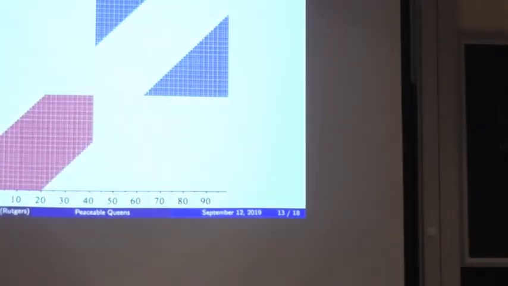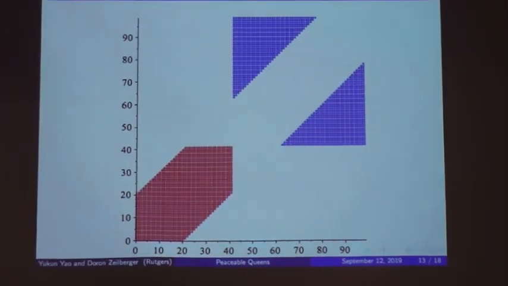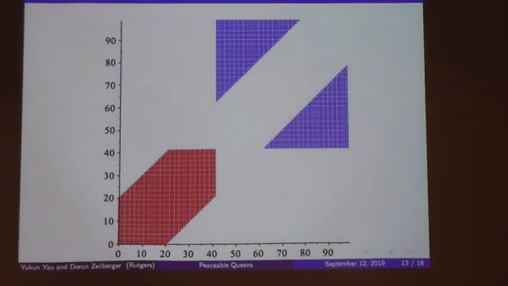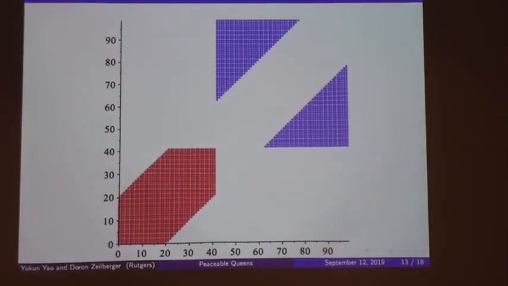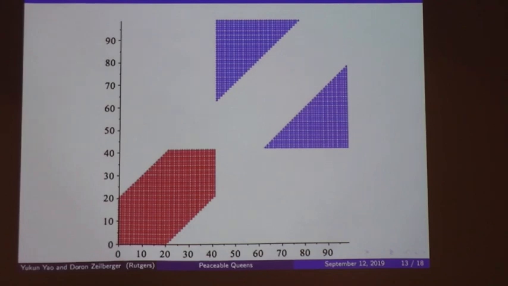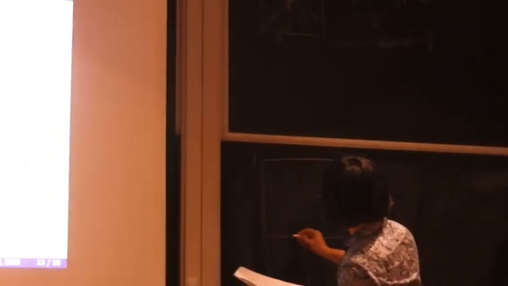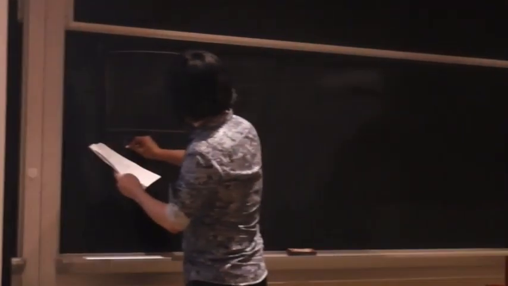So this is a simple hexagon. So we need 4 parameters in this case. This is A0.